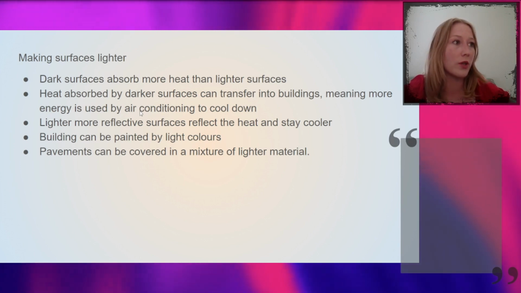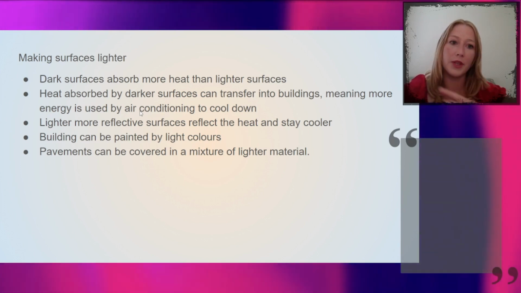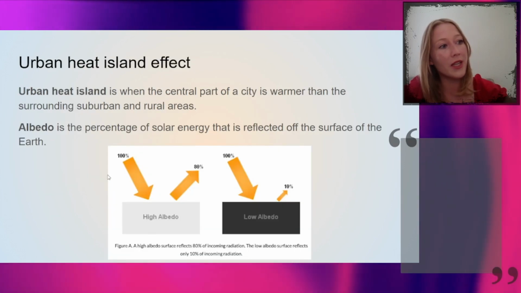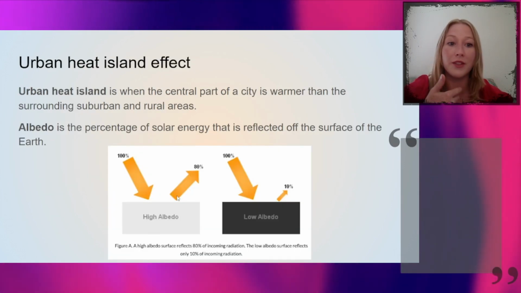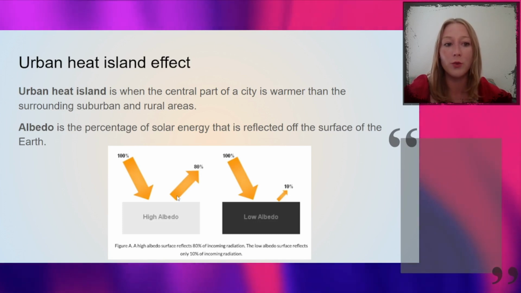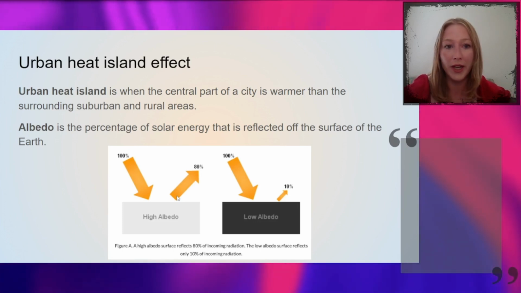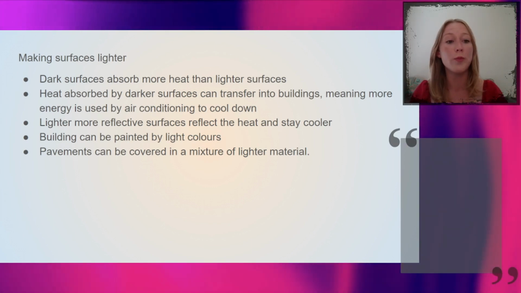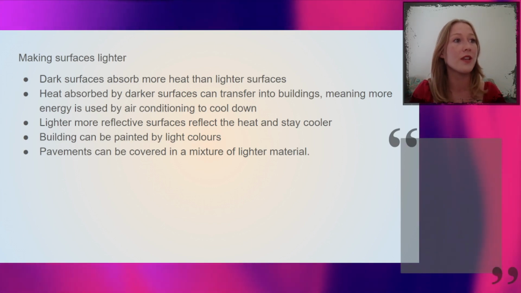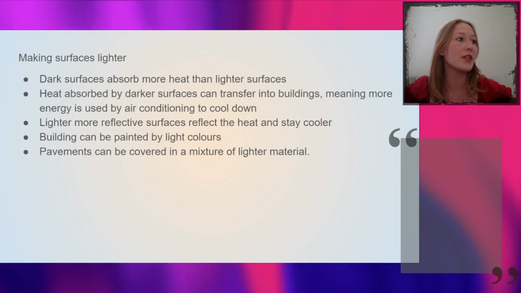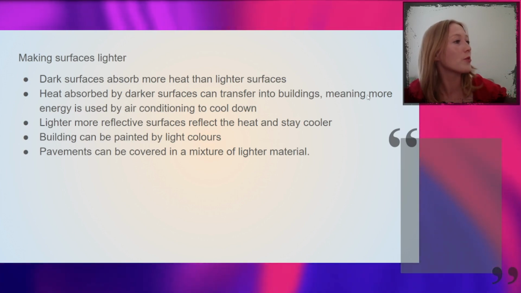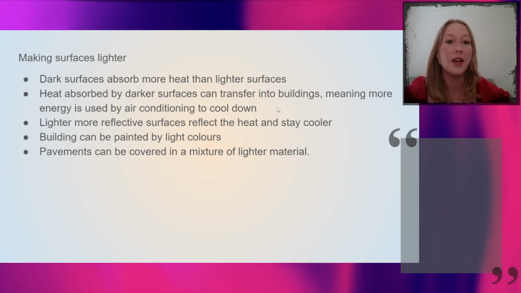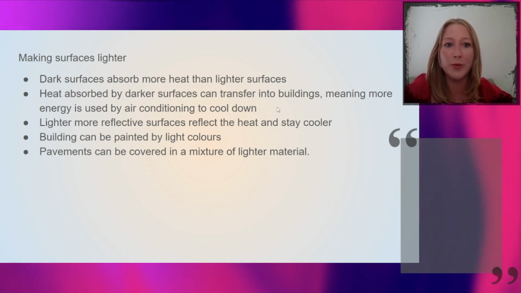The reason why you want to make surfaces lighter, remember in the beginning I spoke about the albedo. Making surfaces lighter means that more light would be reflected away and less would be kept to heat up the urban area. Dark surfaces absorb more heat than light surfaces. Heat absorbed by dark surfaces can transfer into buildings, meaning energy is used by air conditioners to cool down. And that eventually just has a negative feedback effect.